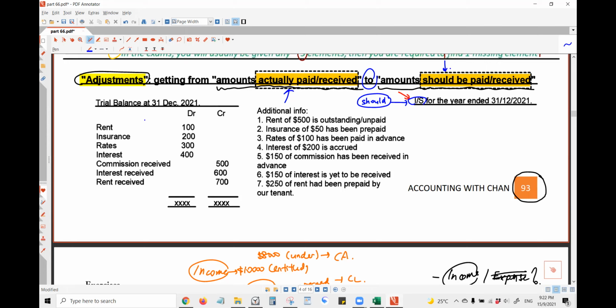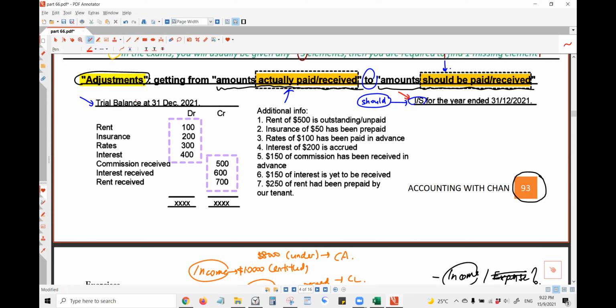Here you have been given a trial balance. You must understand what all the amounts here mean. The amounts presented here are, for example, 100 for rent, 200 for insurance, 300 for rates, 400 for interest, 500 for commission received, 600 for interest received, 700 for rent received. What do these amounts represent? There are 7 amounts here.